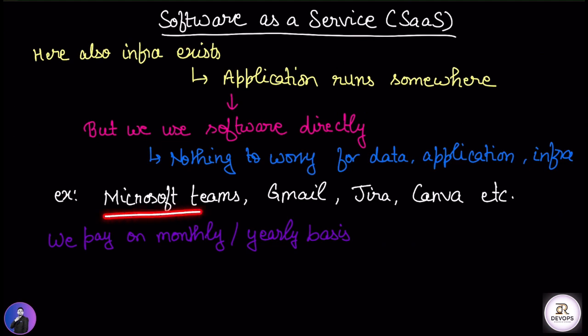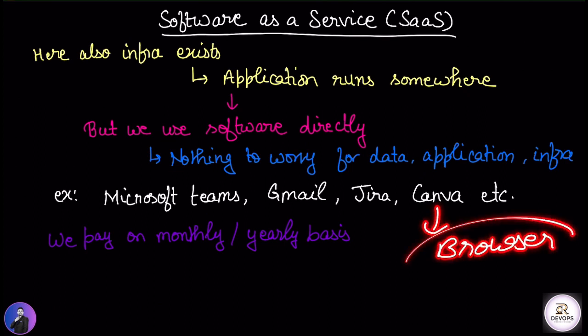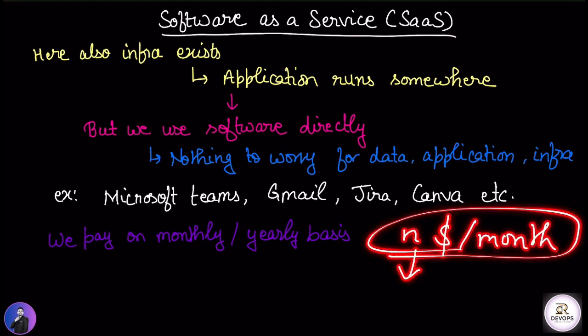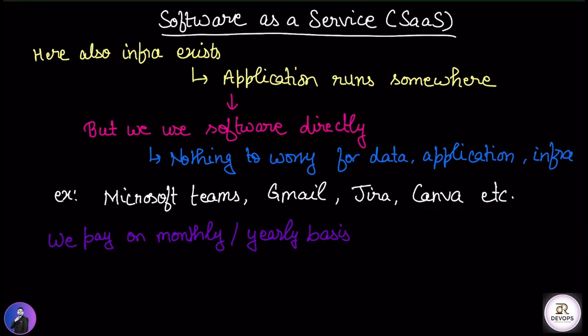You can see examples like Teams, Gmail, Jira, Canva for graphic designing, etc. It is browser based, so data is not lost. They save our data. We pay on a monthly and yearly basis. What does subscription mean? There will be a contract between you and the company. They will ask, okay, pay us $N per month. This could be anything or it could be common for everything. Based on the contract, you have to pay on a monthly or yearly basis.